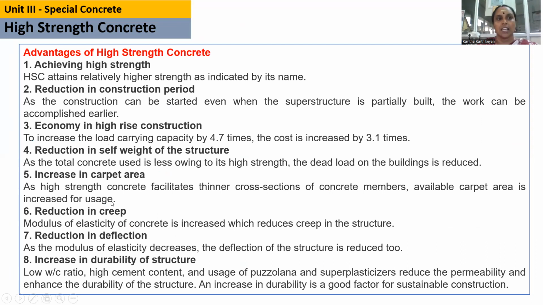Coming to the advantages, achieving high strength is the main aim. So the advantage is that it has high strength. It reduces the construction time, and it is more economical in high-rise constructions. It reduces the self-weight of the structure, and it increases the carpet area. The thickness of the cross-sections of the concrete members will be much thinner in the case of high-strength concrete, thereby increasing the carpet area. Reduction in creep, as we all know, the time-dependent deformation. Even after a long time, there will be no creep seen in the elements. Reduction in deflection and increase in durability of the structure are the advantages.